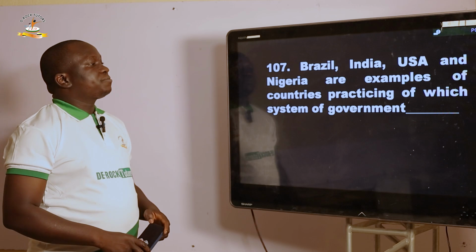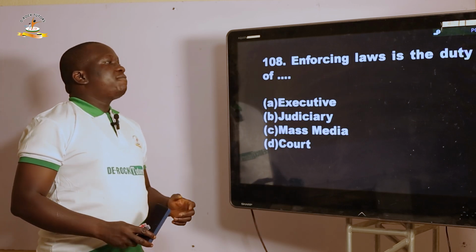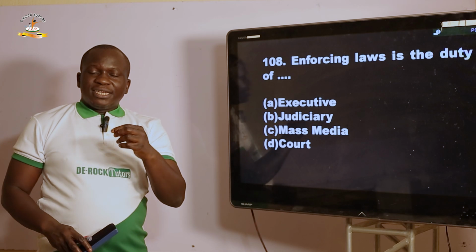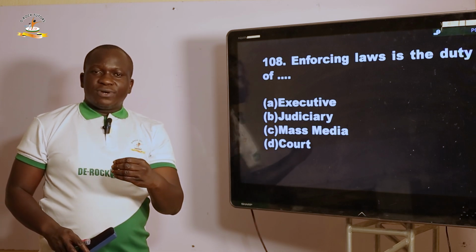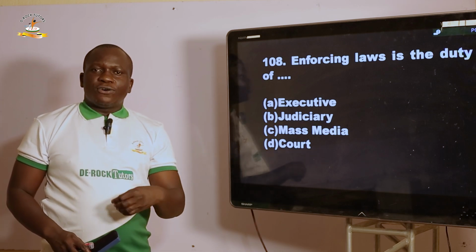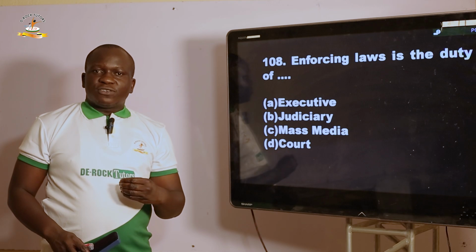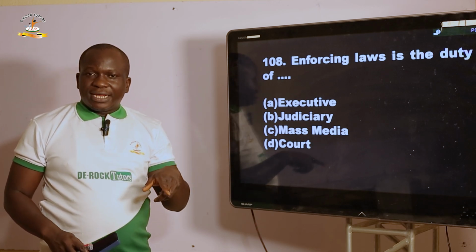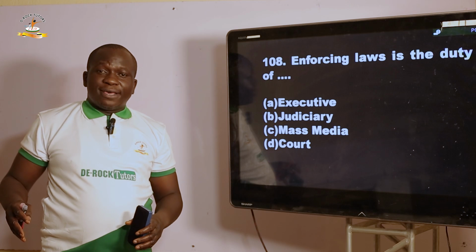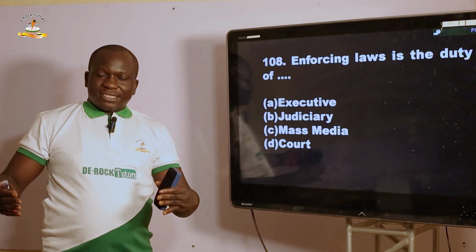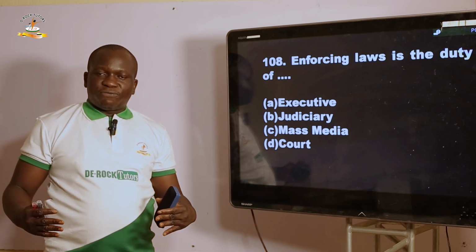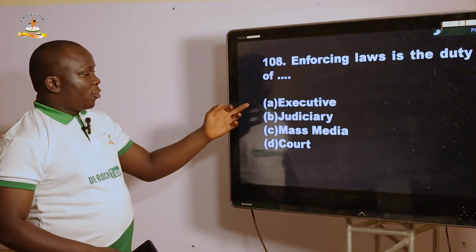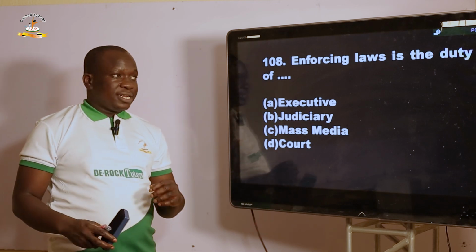Now to the next question. Enforcing of laws is the duty of the dash. That's the executive. The executive has the power to execute, implement, or enforce laws. And the enforcement of laws is carried out by the police. They maintain internal law and order, while the military, otherwise called the armed forces, they secure territorial integrity or defend the country against external attack. Now, what's the correct answer here? Option A, executive.